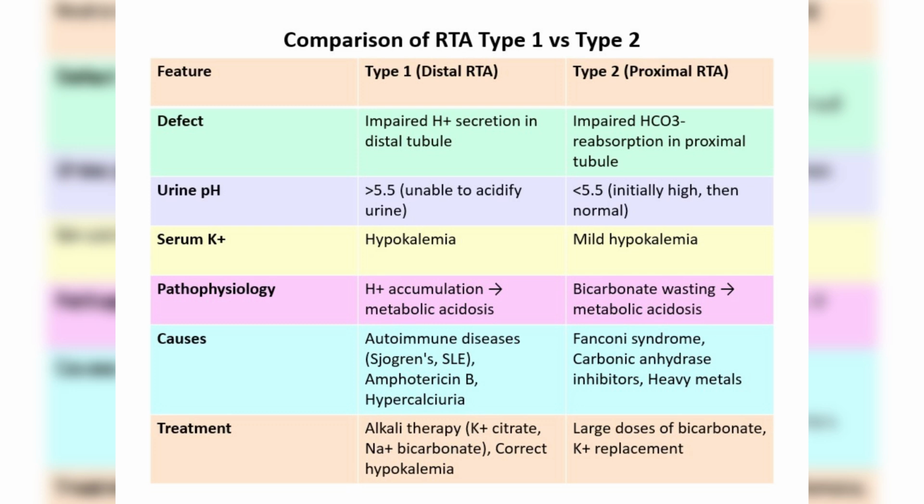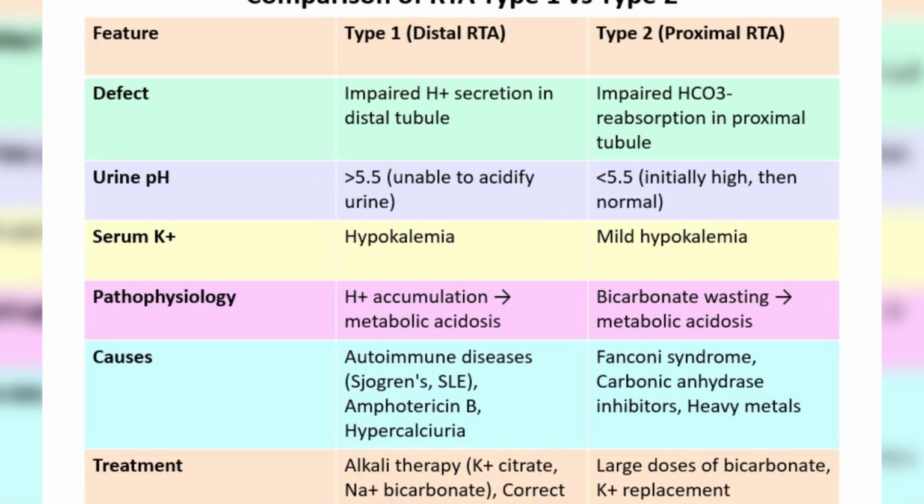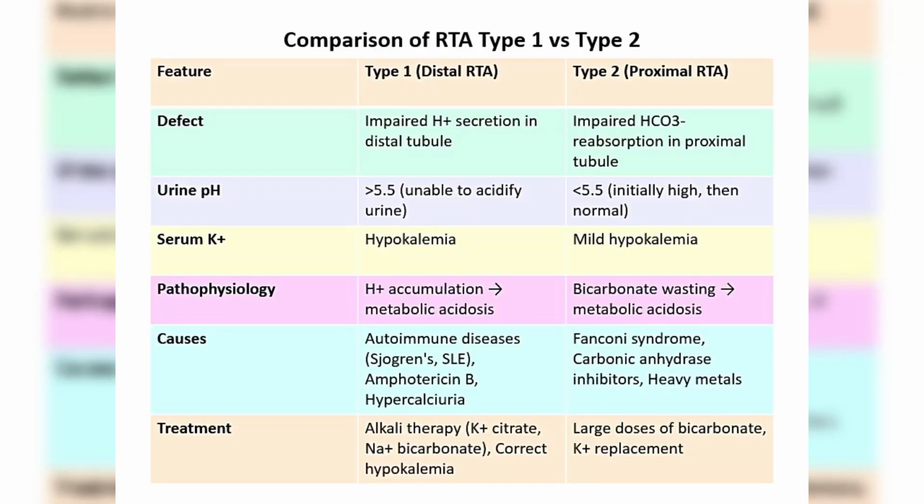Type 1, the distal RTA, the problem is in the distal tubule. It can't secrete hydrogen ions properly. You get acidosis. You got it. Metabolic acidosis. And because of all that, sodium reabsorption gets messed up too. More sodium going downstream, more potassium getting kicked out. And here's the thing with type 1 RTA, the urine pH stays high, above 5.5, even though the body is acidic. That seems counterintuitive. It is, but it's a key feature.